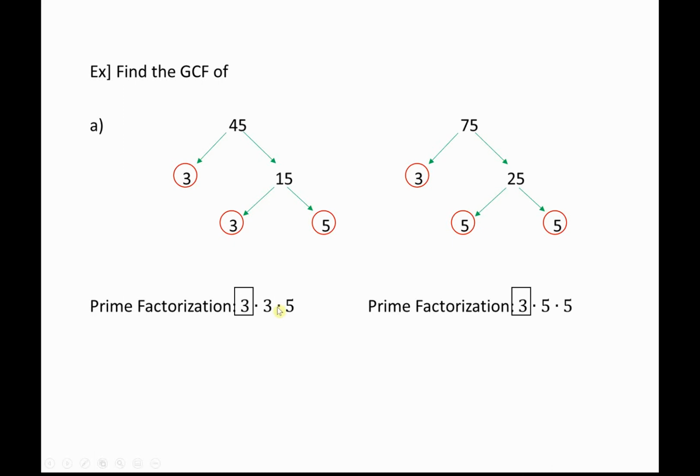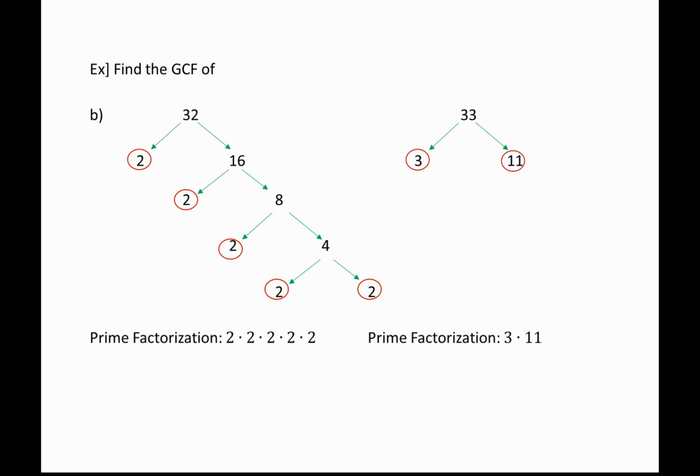Similarly for the 5, they have a factor of 5 in common. This factorization over here has 2 of them, but if you're considering them both, how many do they both have in common? Just the one single factor of 5. So then you take the common factors that they have, whatever's boxed up, and you multiply them all together and you get your GCF, which in this case will be 15.